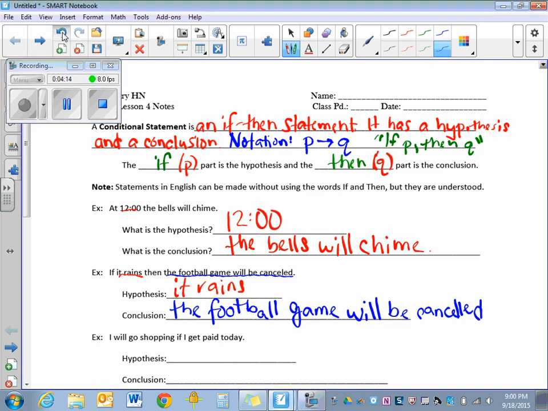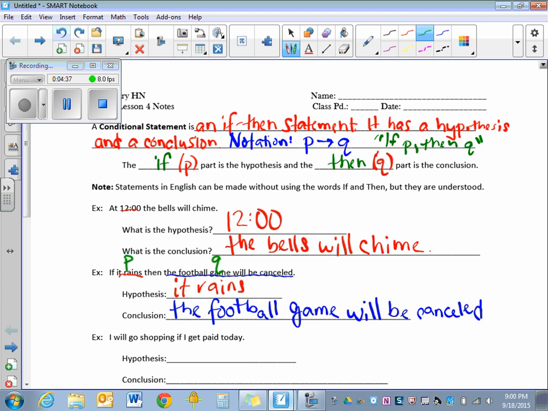Let me erase that. Alright, so here we have a typical if-then statement. If it rains, then the football game will be canceled. If P, then Q. I'm going to throw in those letters P and Q so you can take that notation there. P being it rains, Q being that the football game will be canceled.